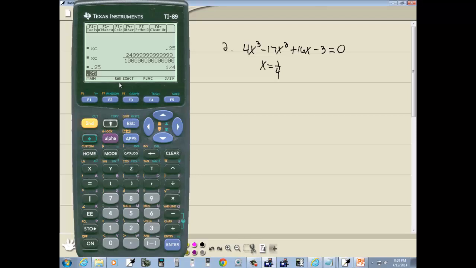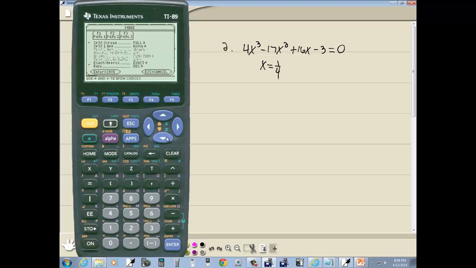I'm going to set this back to auto. I really don't like that exact because of this right here. There's another calculator that does that, HP Prime. It tries to be too accurate. So press mode. I'm going to do F2 for page 2. And exact, right arrow, and I want to choose auto, so I do 1. And then press enter to save that.